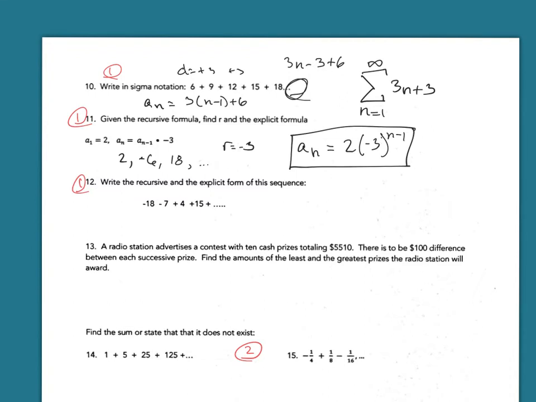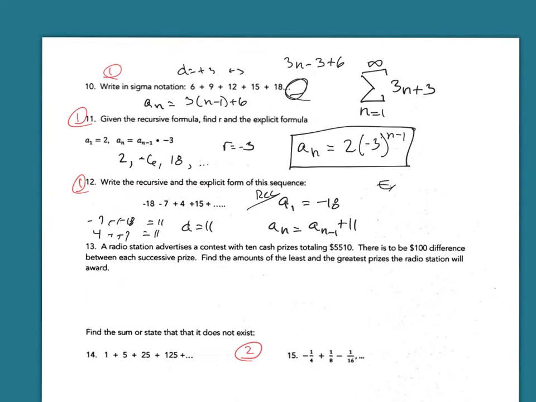All right, so recursive and explicit formula here. I'm going to do the recursive one first, just because I got to do something first. So let's see, we have -7 minus -18. So 11. 4 minus -7, 11. So our difference is 11. So it's arithmetic with a difference of 11. So a sub 1 is -18, and then a sub n is the term before it plus 11. So this is the recursive.